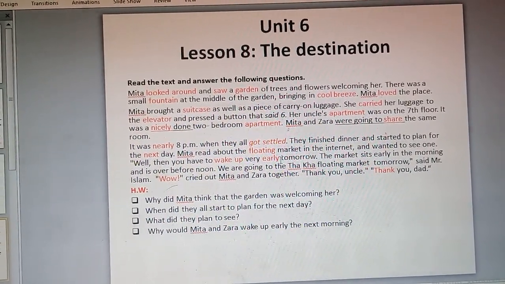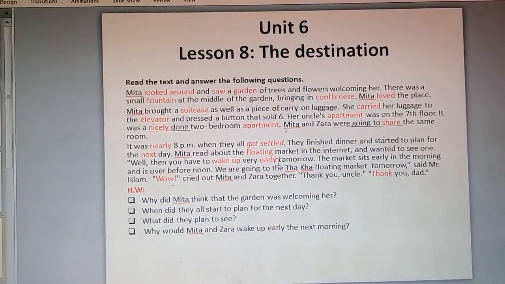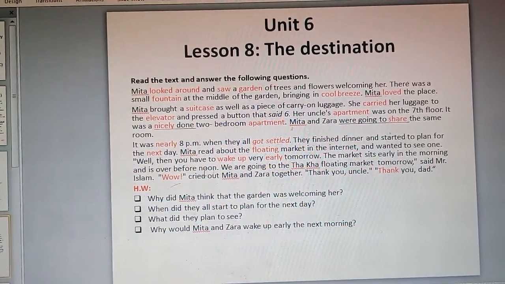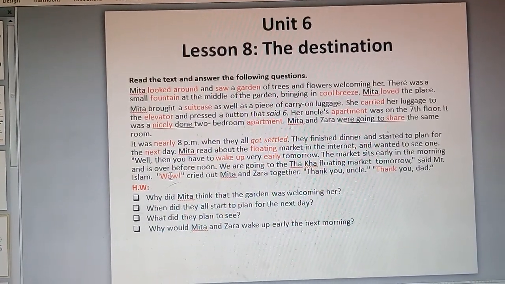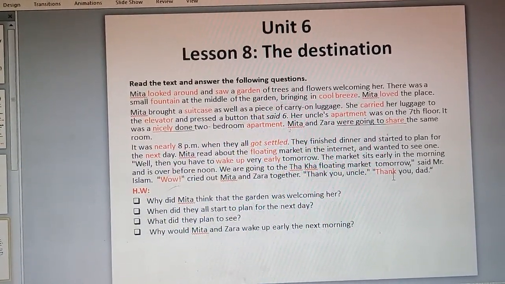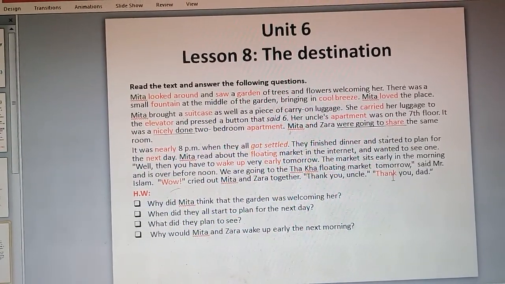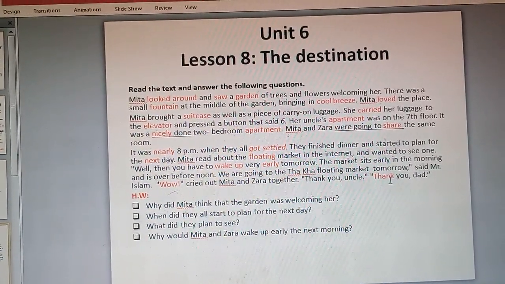Early can be replaced by in the beginning or sooner than expected. Wow, it can be replaced by hooray or yahoo. Then thank, it can be replaced by acknowledgement.